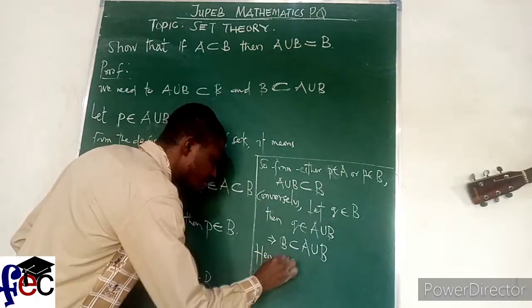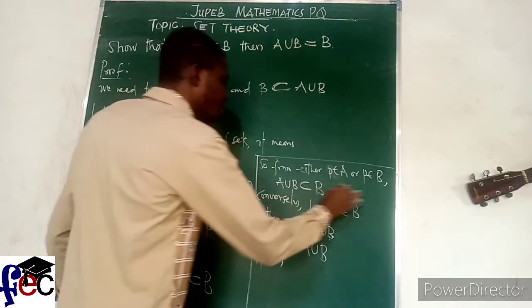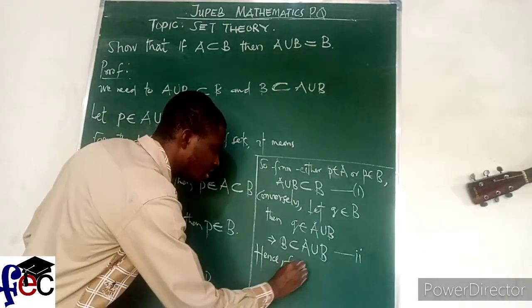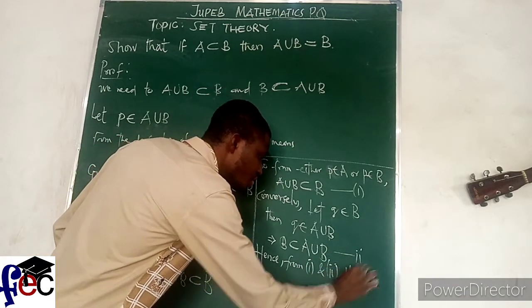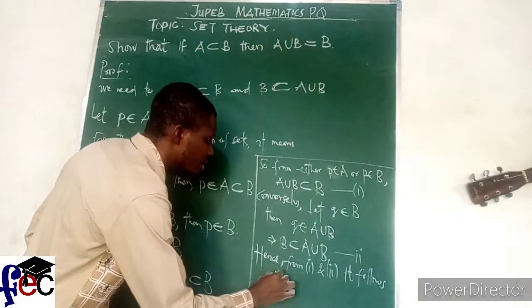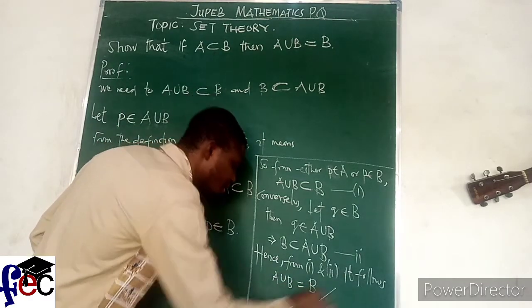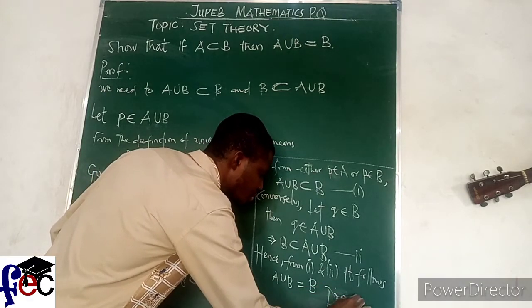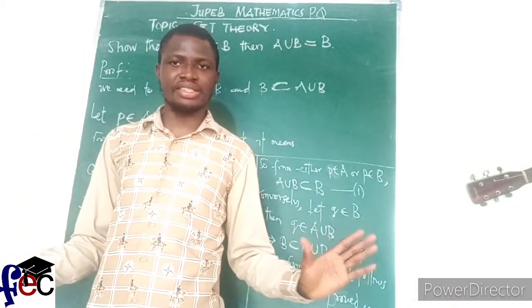Hence, from what we have done, if you tag this as Roman figure 1 and you tag this as Roman figure 2, you can say that hence from Roman figure 1 and 2, it follows. What follows now? It follows that A union B is equal to B. This is proved or shown. That's all. Do you get it now? It's very simple. It's as easy as that.